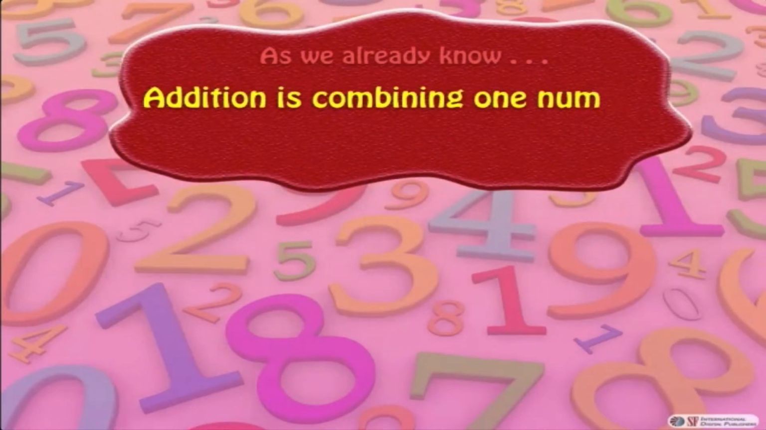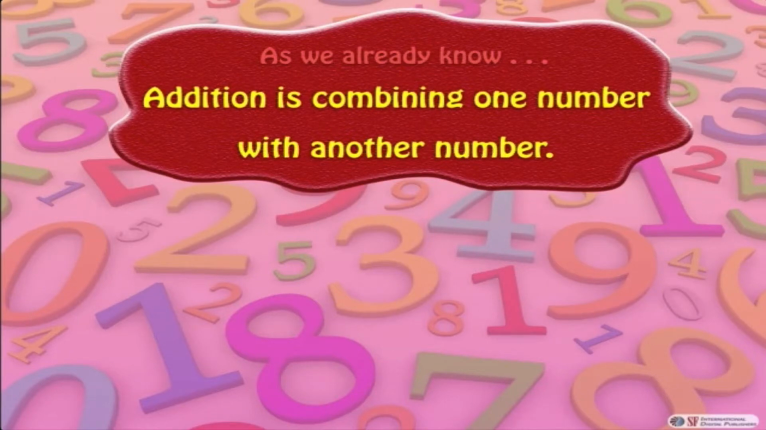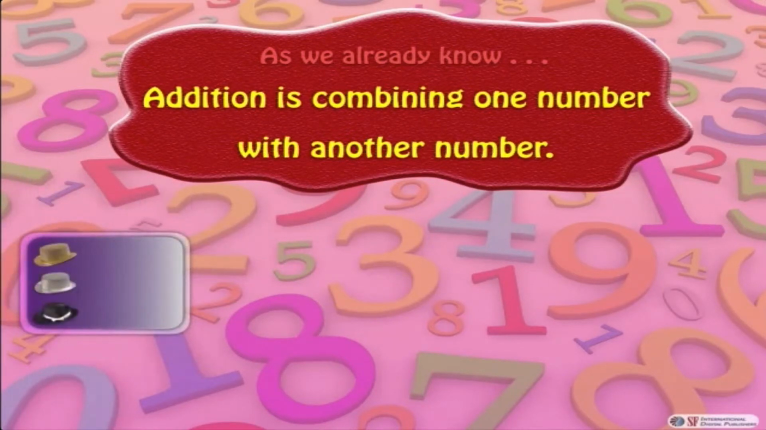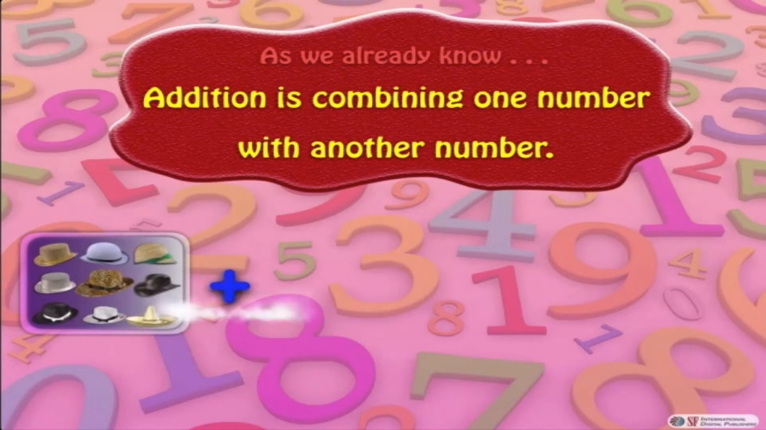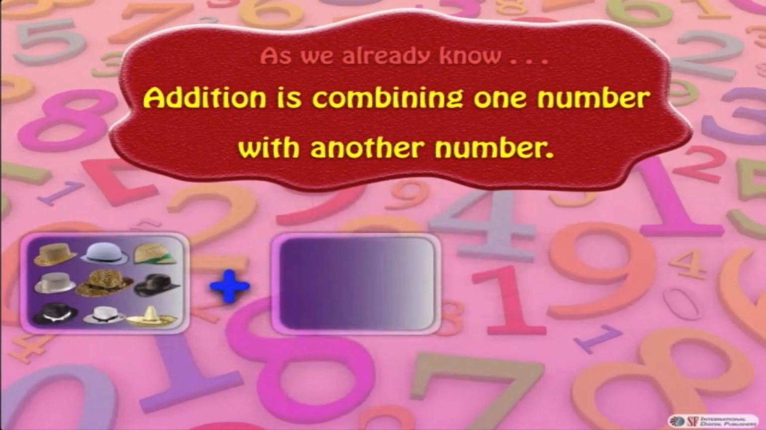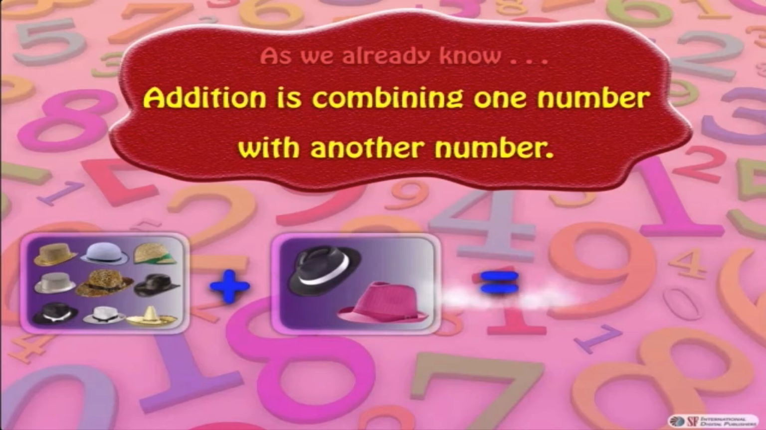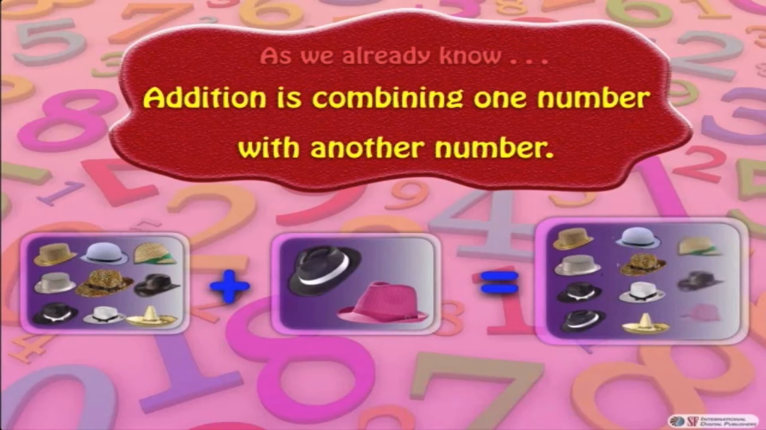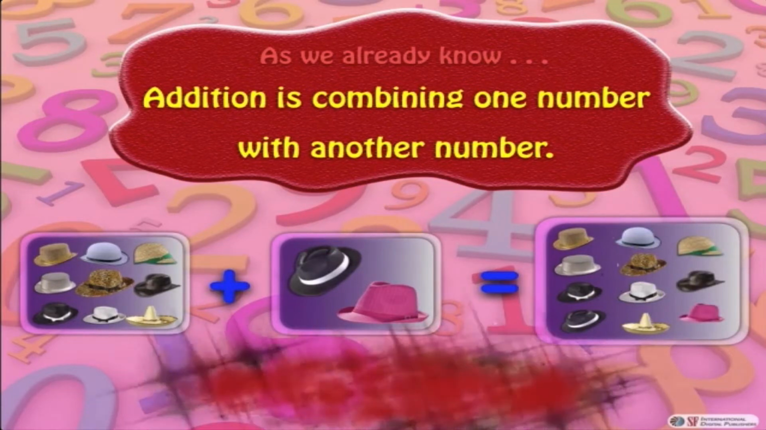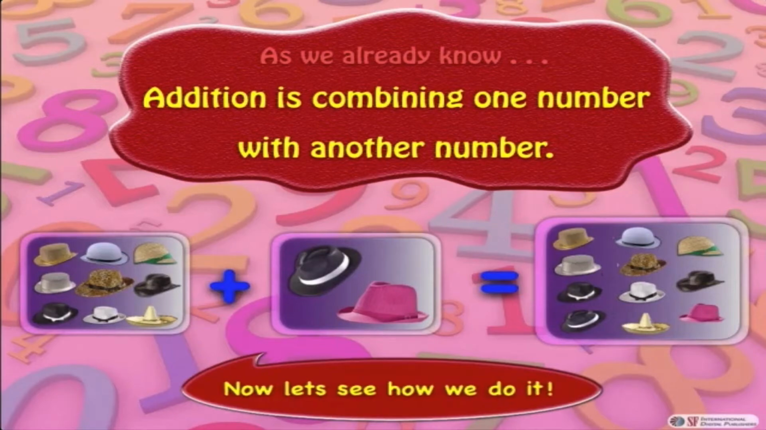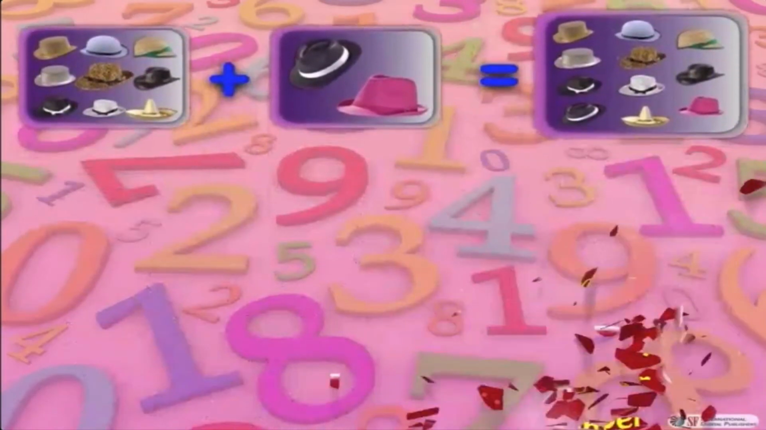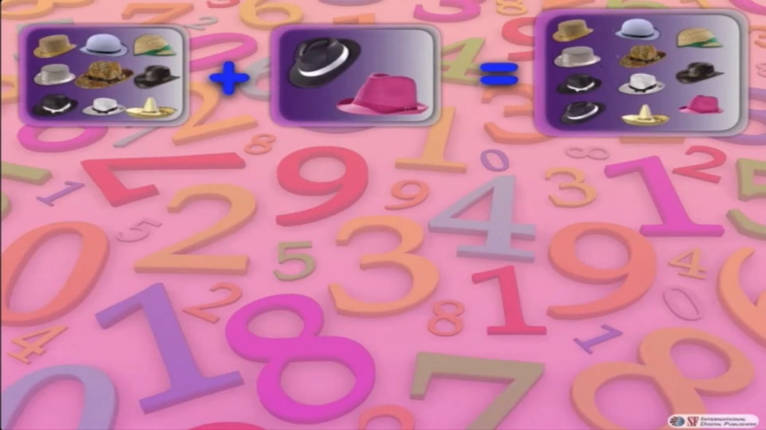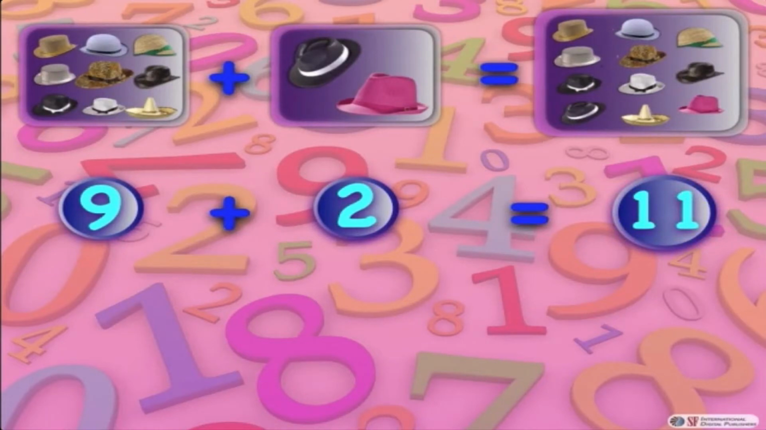As we already know, addition is combining one number with another number. Let's discuss another example of addition. In this example, we add 9 hats and 2 hats to get 11 hats. When we combine 9 hats and 2 hats, it returns 11 hats. Now let's see how we do it. It means 9 plus 2 is equal to 11.